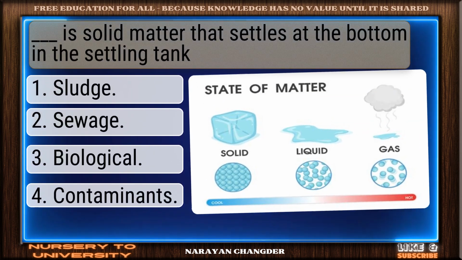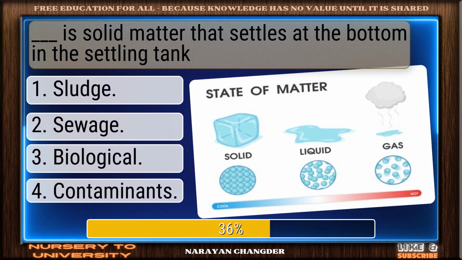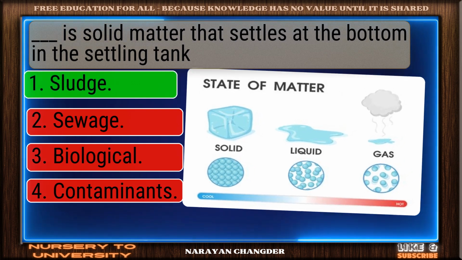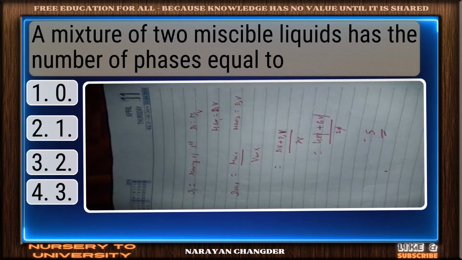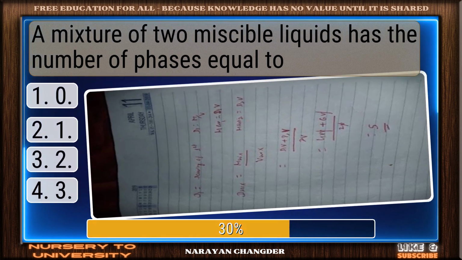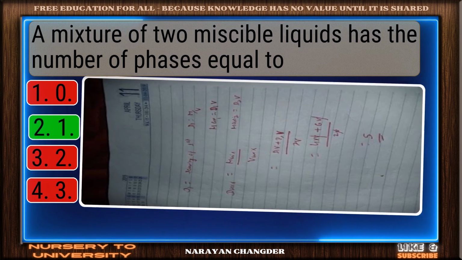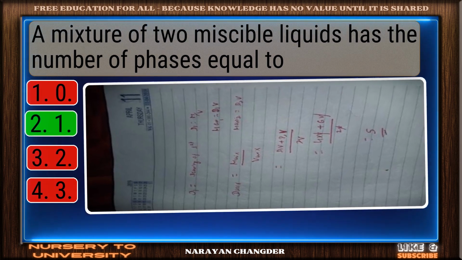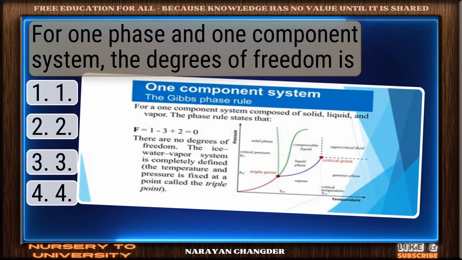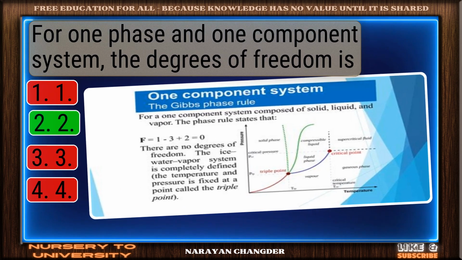Dash is solid matter that settles at the bottom in the settling tank. You're right. Sludge is the correct answer. A mixture of two miscible liquids has the number of phases equal to. Exactly. 1 makes sense, and it is right choice. For one phase and one component system, the degrees of freedom is. Valid point. 2 is true.